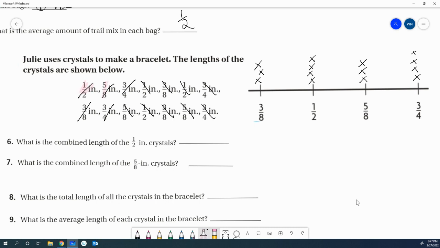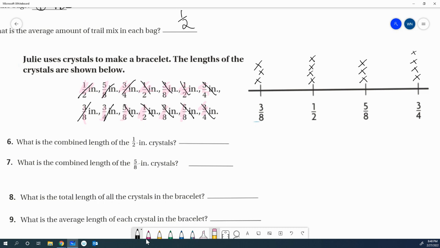All right, so let's go back and count just to make sure we have the right numbers. We've got 1, 2, 3, 4, 5, 6, 7, 8, 9, 10, 11, 12, 13, 14. So I should have 14 X's. Let's count them. We've got 3, 4, 5, 6, 7, 8, 9, 10, 11, 12, 13, 14. Perfect. So our line plot is made correctly. Make sure yours looks just like mine. And let's go into the questions.